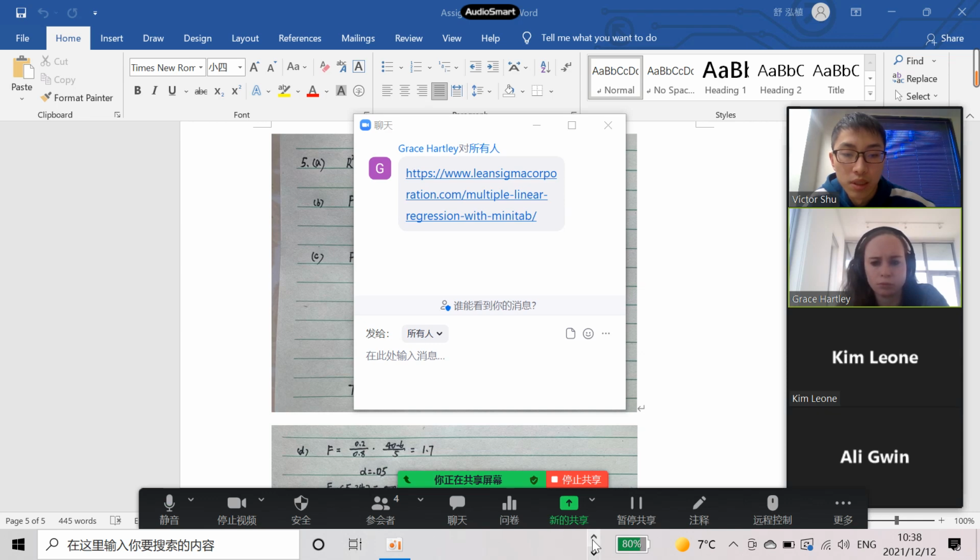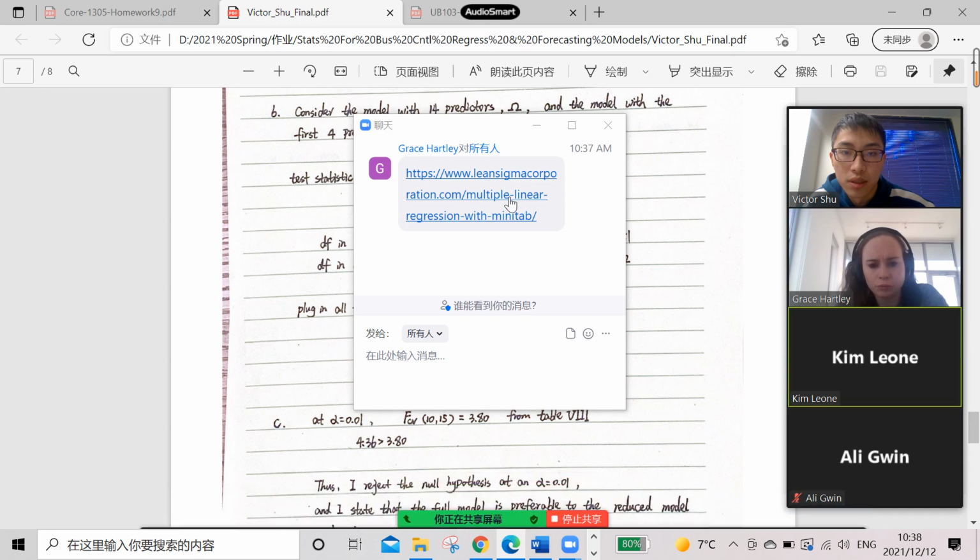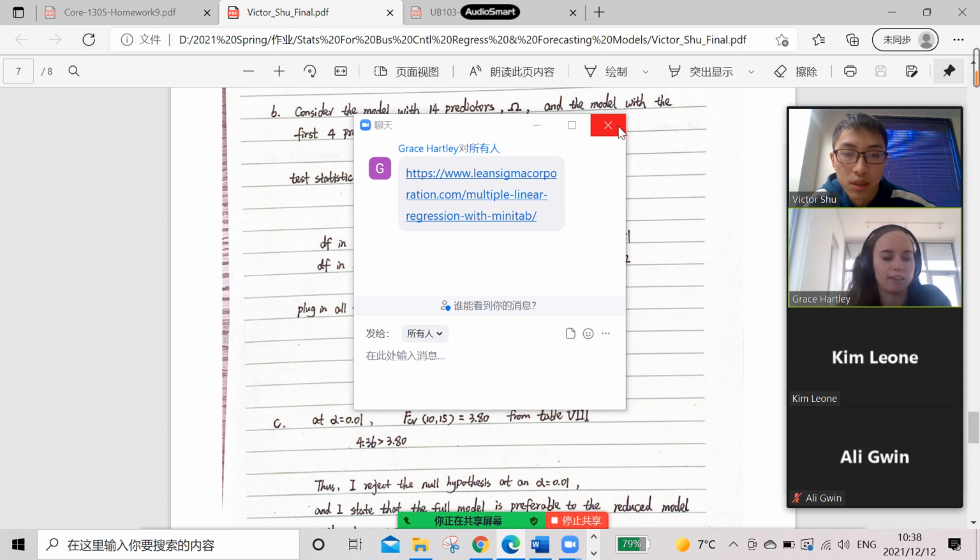Yes. Let me check it. I agree with Grace because I ran it one way and I don't know if I did the right thing in Minitab to actually get the regression. Yeah, exactly.